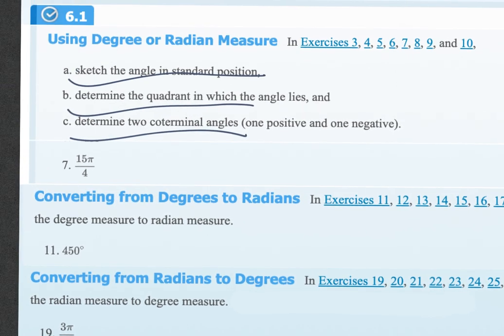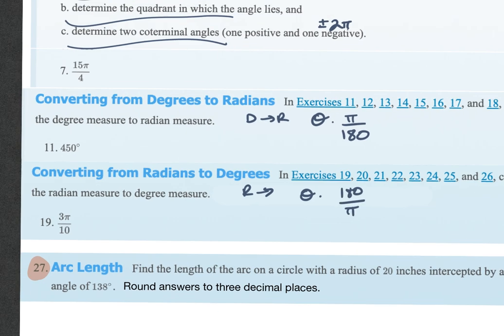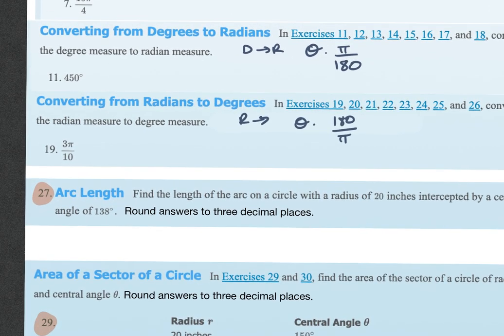Then coterminal plus and minus 2 pi. Really, that's what you need to know there, okay? Converting from degrees to radians: if I'm going from degrees to radians, I'm taking theta and multiplying it times pi over 180. If I'm going from radians to degrees, then I'm going theta times 180 over pi. Notice that everything that's highlighted in that red-orange is what's on the calculator part.